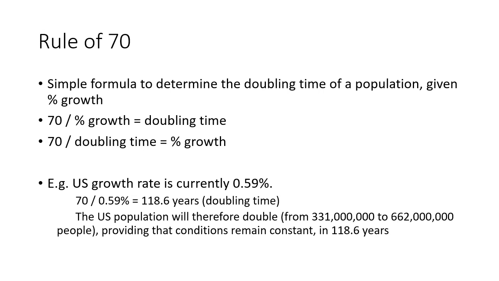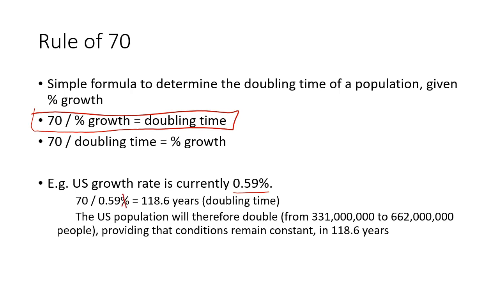So 70 is a constant. It's always 70 divided by your growth rate gives you your doubling time. Okay, so 70 divided by percent growth is doubling time. You can rearrange that formula to say 70 divided by doubling time gives you percent growth. Okay, just depending on what you're looking for. Let's say as an example, the US growth rate is currently 0.59%. In how many years will it double? Okay, 70 divided by 0.59%.